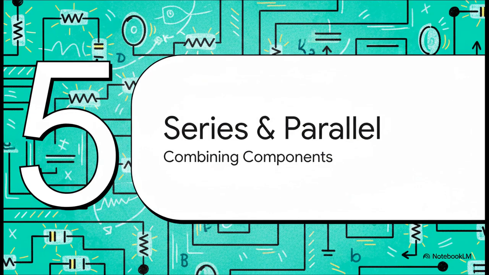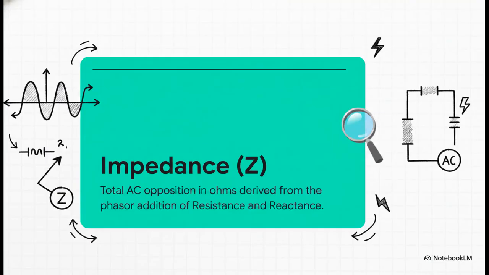All right, we've made it to the final stretch. Section 5, series, parallel, and impedance. Now we are going to combine resistance, capacitance, and inductance all together in one circuit to find the total load. But to solve a combined circuit like this, we need a brand new concept, impedance, which is represented by the letter Z. Impedance is the resultant total opposition to current flow in an AC circuit.